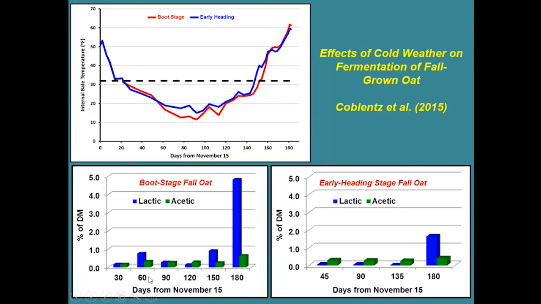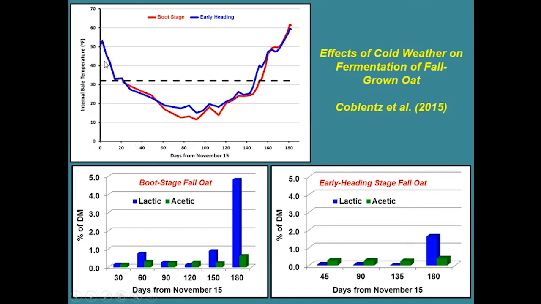Several years ago, we did a project in Marshfield, and this was a particularly brutal winter, where we harvested Vista, the cultivar Vista oat silage, as round bale silage at boot stage, and then again at the early heading stage of growth, and monitored the internal bale temperature as a function of time from November the 15th.